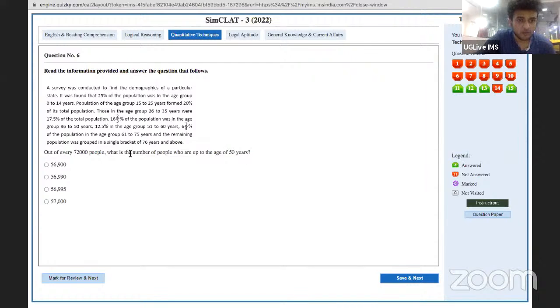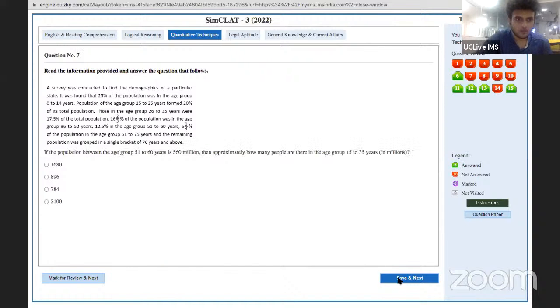Out of every 72,000 people, what is the number of people who are up to the age of 50 years? ठीक है, तो इसको मैं मल्टीप्लाई कर दे रहा हूँ 72,000 से. That will be my answer. So this is close to 57,000.